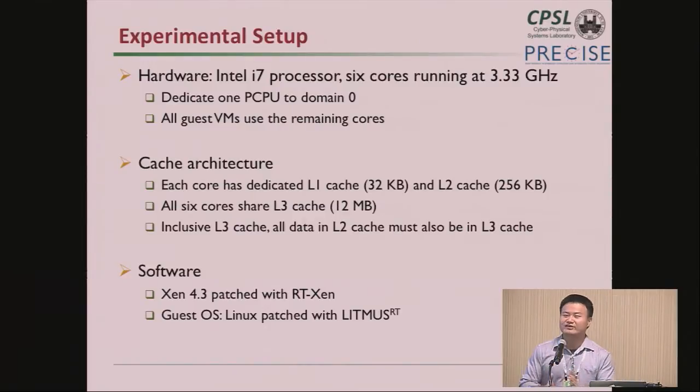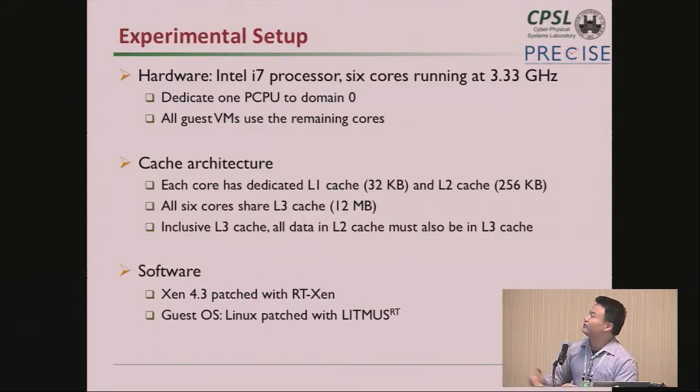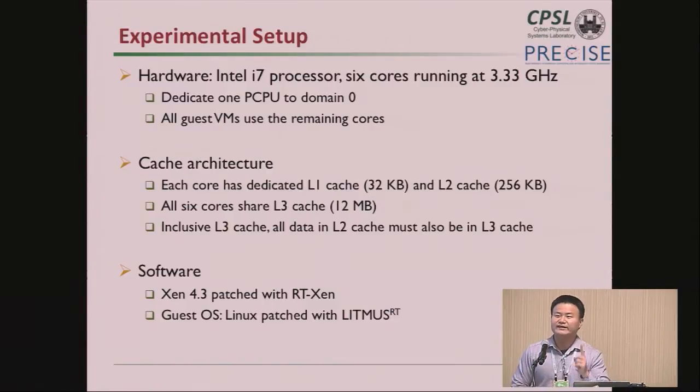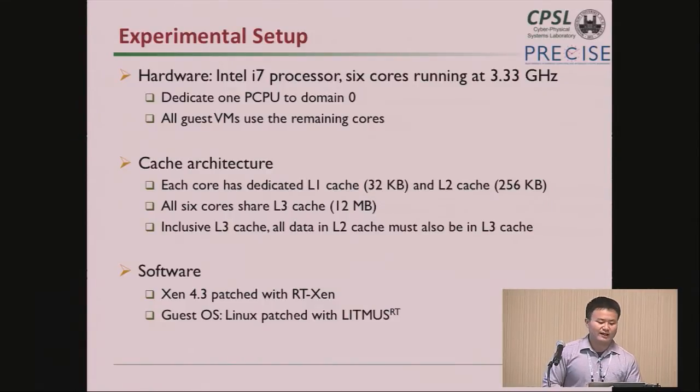Okay, let's look at some experimental results. Here is the setup. We have an Intel i7 processor with 6 cores. We disable hyperthreading and also SpeedStep, so it runs constantly at this speed. We dedicate one pCPU to domain 0 and run all the guest VMs using the remaining 5 cores. This is the cache architecture. We also have results for cache-intensive workloads, but due to time constraints, they are not shown in this presentation.